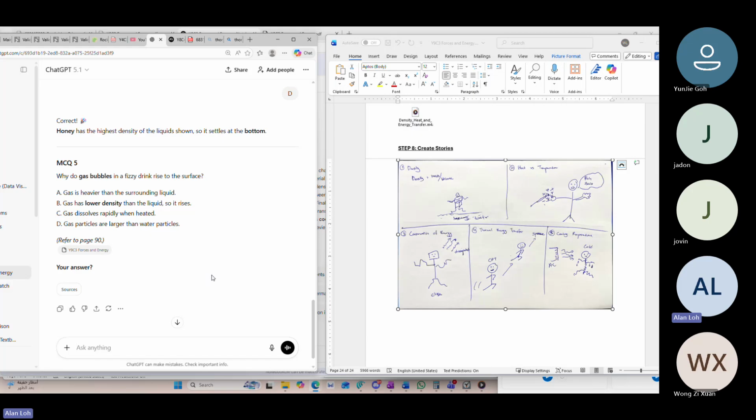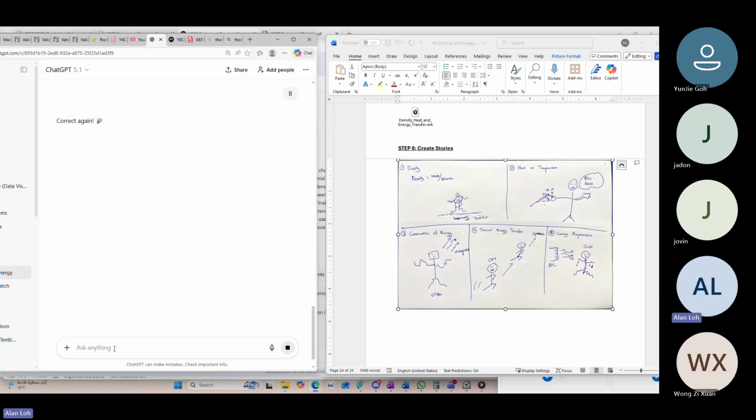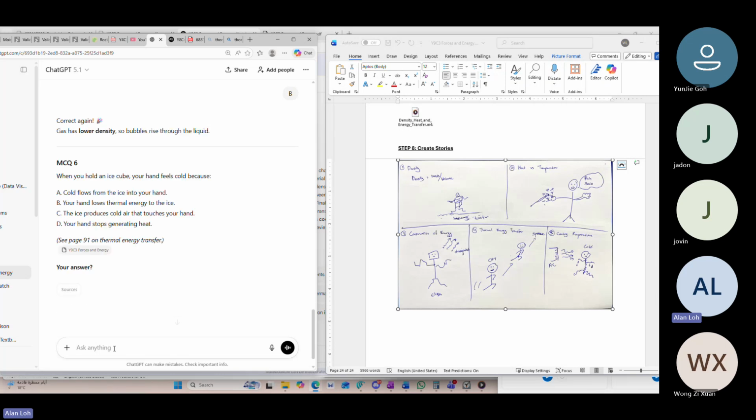Wait. Why is it always drawer 1? Okay, anyway, let's continue first. Yinjie? B. Any objection? Okay. See whether it's still drawer 1. Now I think it's no longer drawer 1.